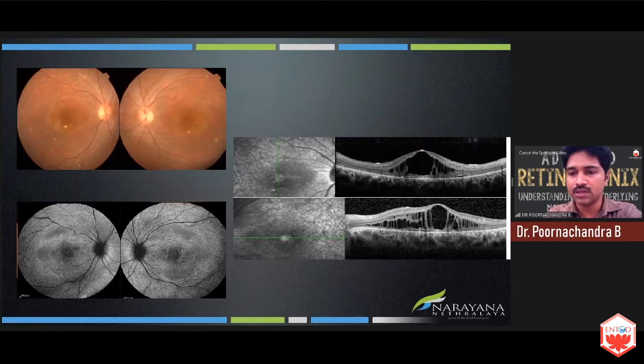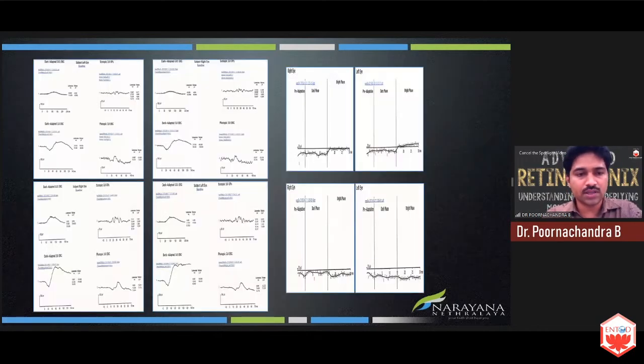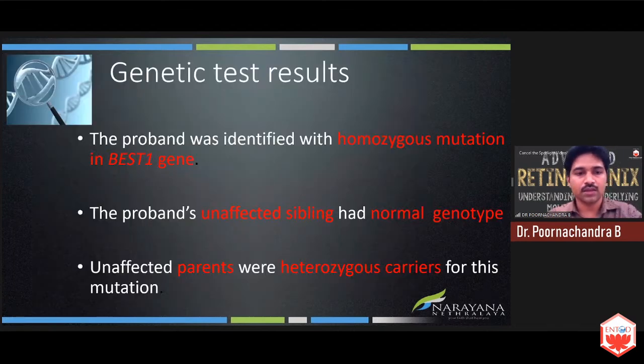He had more or less similar OCT features, but these vitelliform deposits were not that well appreciated in autofluorescence in the brother. On electrophysiological testing, both siblings had more or less similar findings, with rod-cone dysfunction on full-field ERG. There's a grossly abnormal electro-oculography. You can see there's a completely absent light rise in the bright phase. When we did the genetic testing, they had a homozygous mutation in the BEST1 gene. The proband's unaffected siblings had a normal genotype, and the unaffected parents were heterozygous carriers.